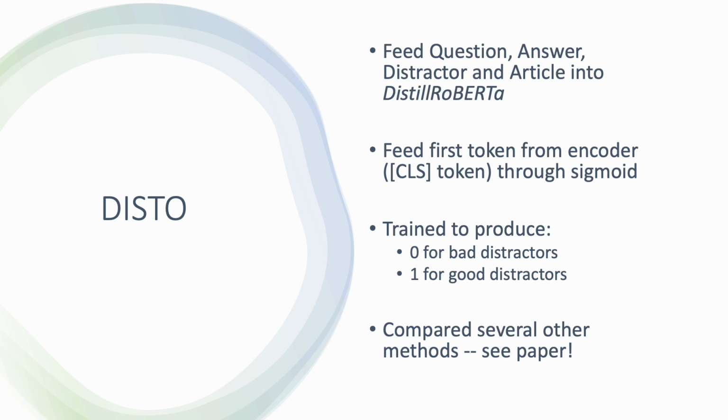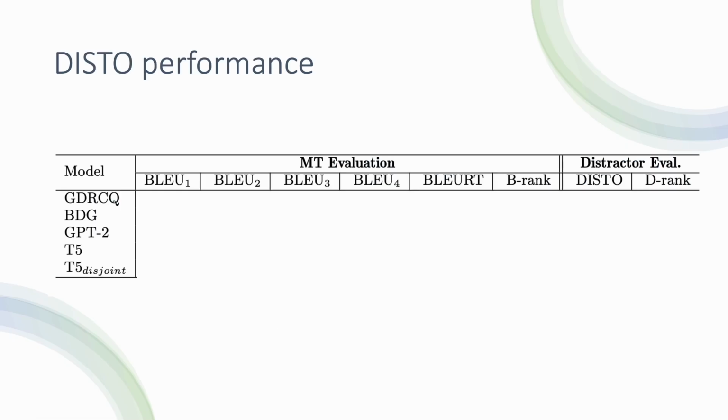This is the methodology that we ended up using for DISTO, but we actually tried several different things, and the details of that are in the paper. So now we have a model that can produce a score for whether or not a newly generated distractor is good or bad, which can substitute in as a metric for evaluating distractor generation models.